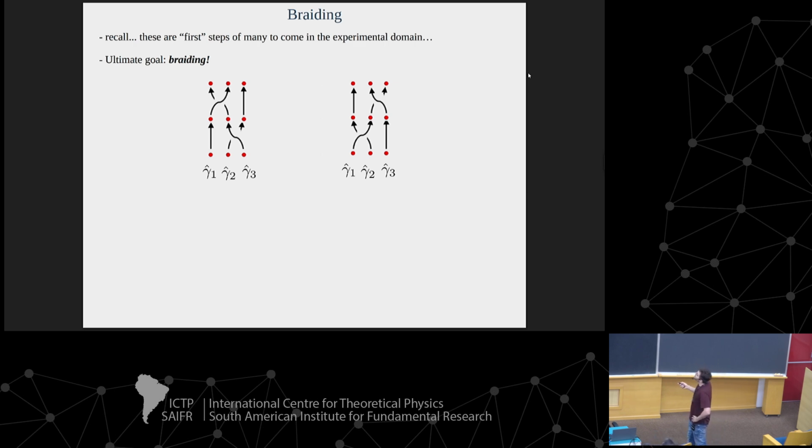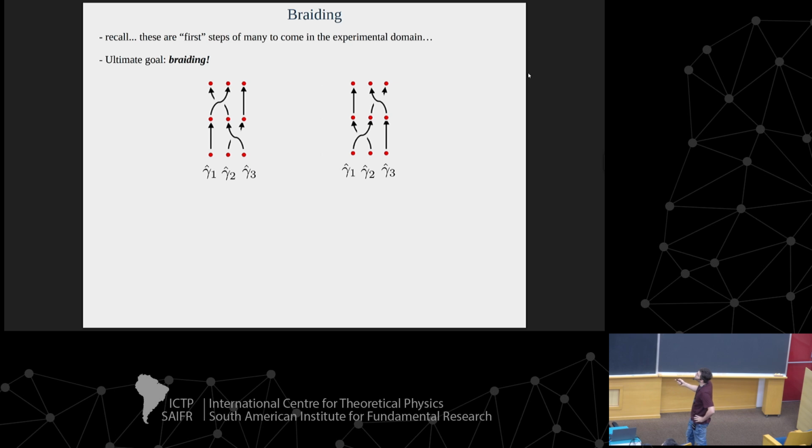So what do I mean by braiding? Imagine that you have these fermions, or Majorana fermions, or any type of particle in your system, and you want to exchange these particles' positions. Let me say that I have gamma 1, gamma 2, and gamma 3, and I want to exchange the positions of 2 and 3.